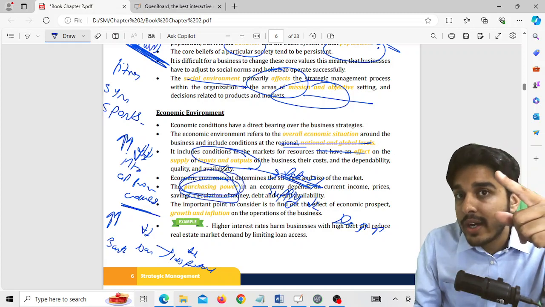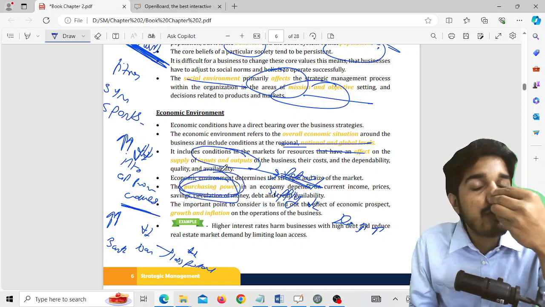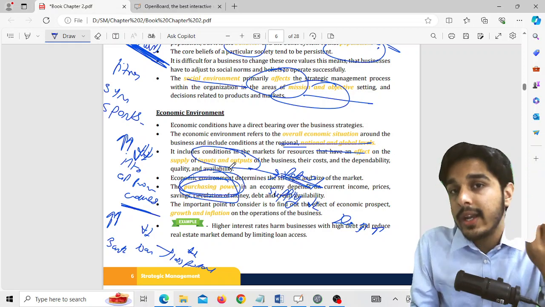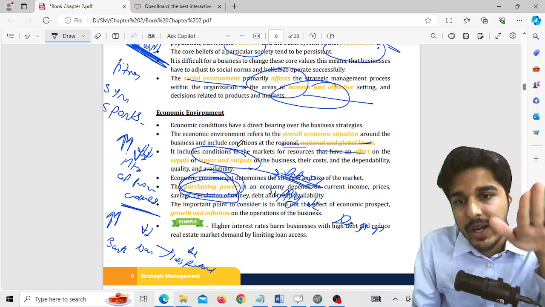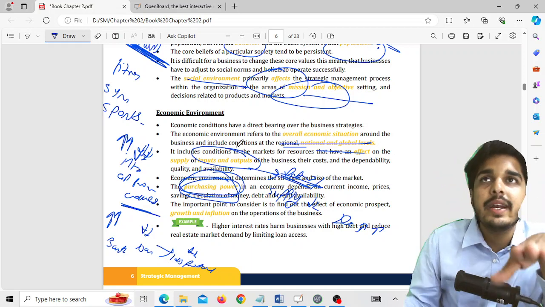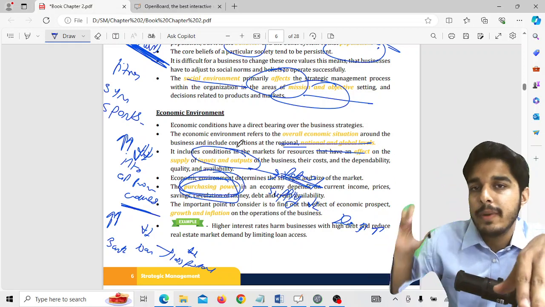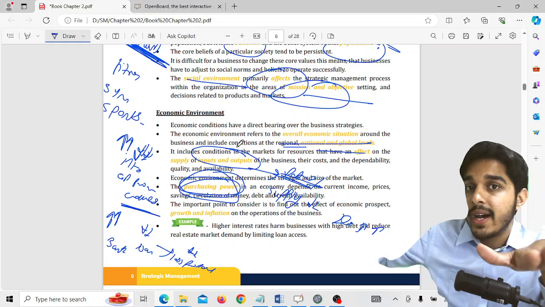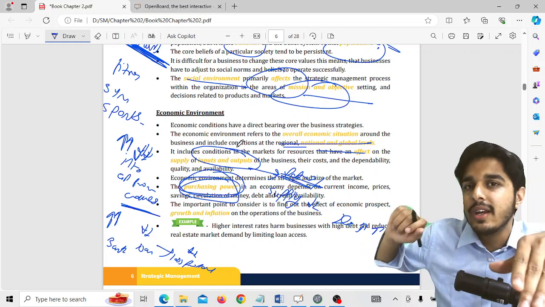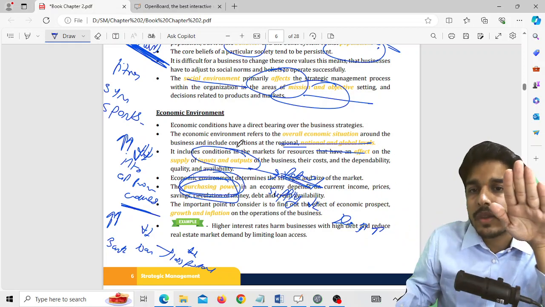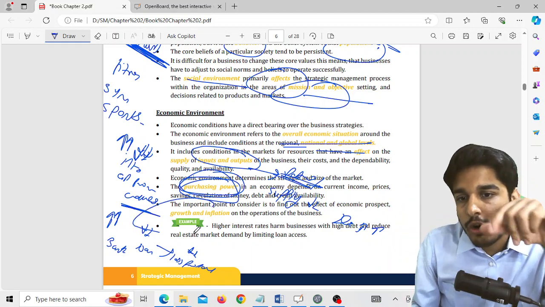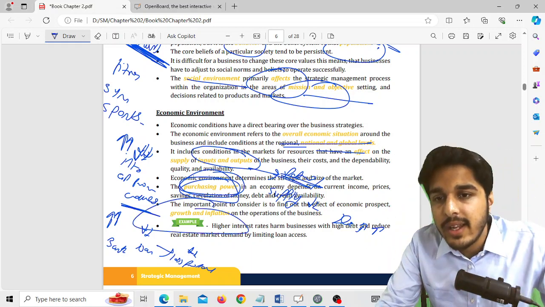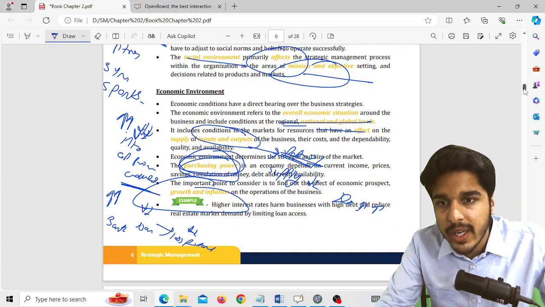Also I have to see another thing, what the purchasing power of my country is. Suppose the purchasing power of my country is going down day by day, and I decide to launch Rolex watches or sell Ferraris and luxury cars in the market. It means I am going in the opposite direction to my economic environment. It also takes into account growth and inflation. So this was my economic environment.